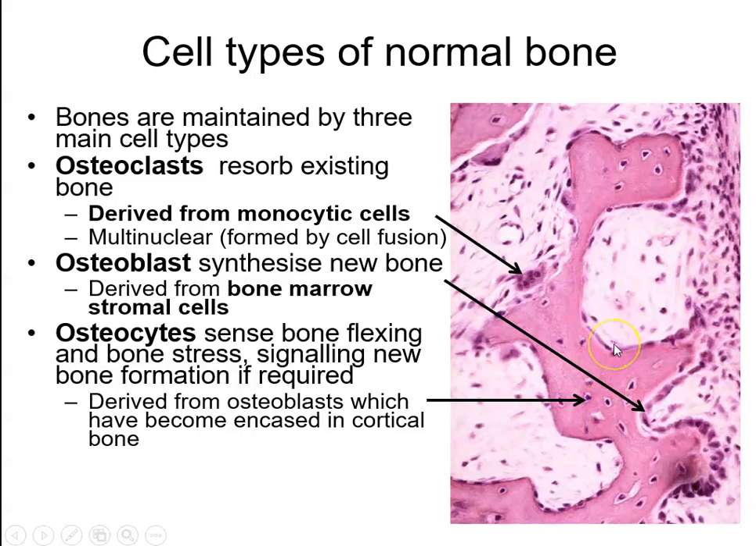So if you get a fracture across here, all of these osteocytes will sense that fracture because the connection between this cell and this cell will be broken, and they will release factors to bring in an osteoclast to form a resorption pit or eat away at the damaged ends of the bone, and the whole bone remodeling cycle starts.